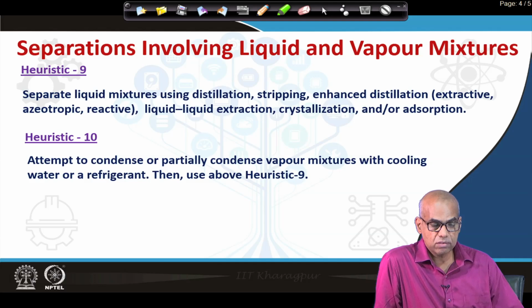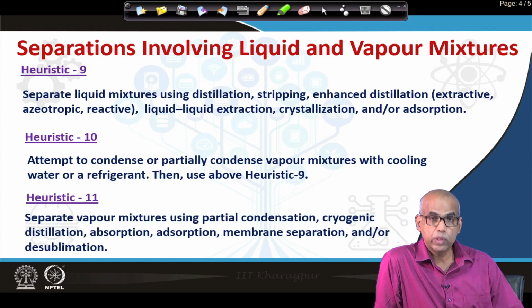Heuristic 10. Attempt to condense all partially condensed vapor mixtures with cooling water or a refrigerant. Then use above heuristic 9. Means you attempt to condense or partially condensed vapor mixtures with cooling water or a refrigerant, and then separate liquid mixture using distillation, stripping, enhanced distillation, etc. Heuristic 11. Separate vapor mixtures using partial condensation, cryogenic distillation, absorption, adsorption, membrane separation and or desublimation.